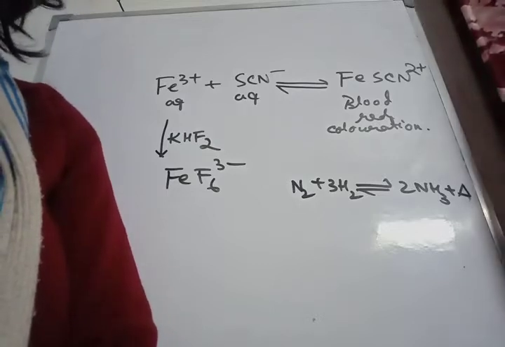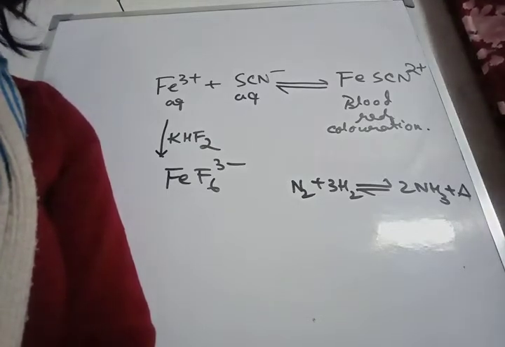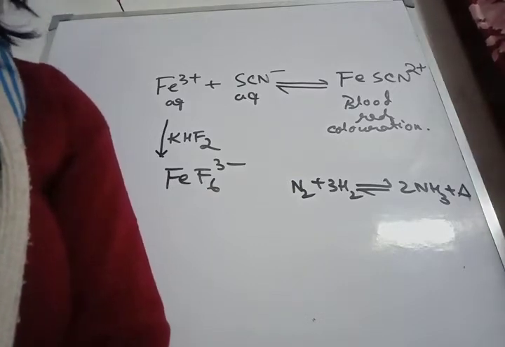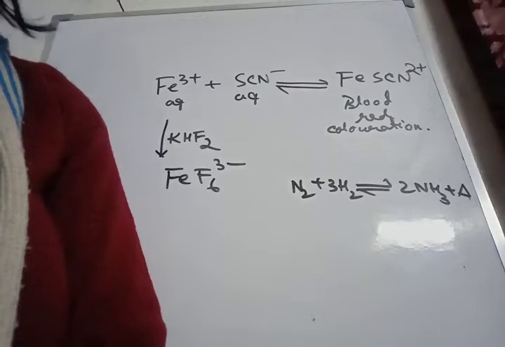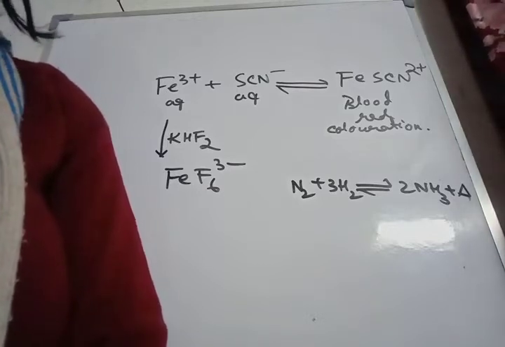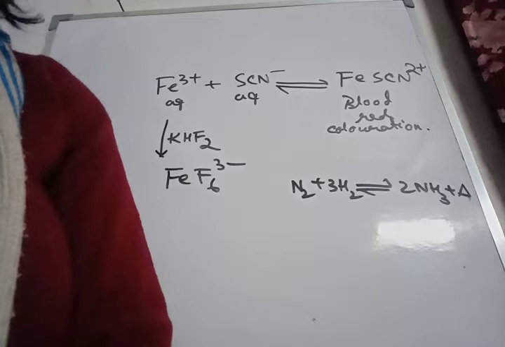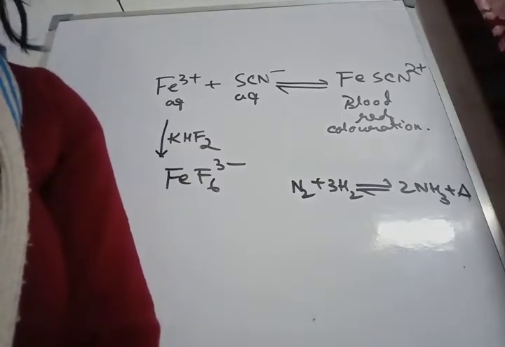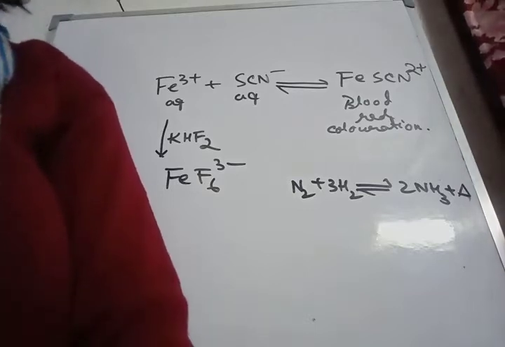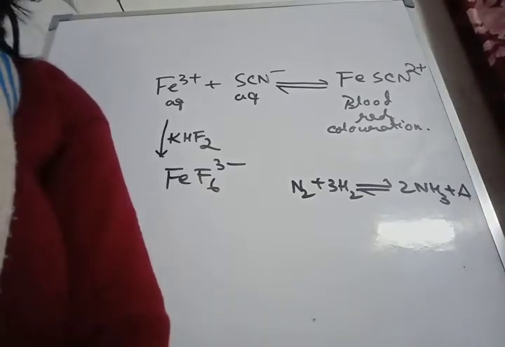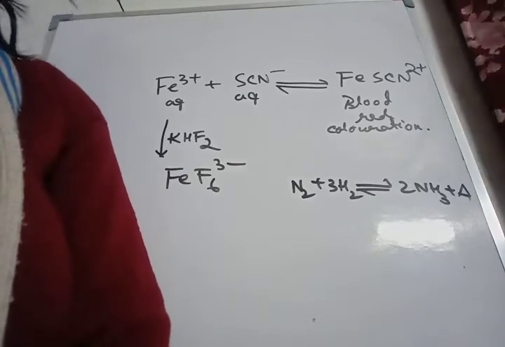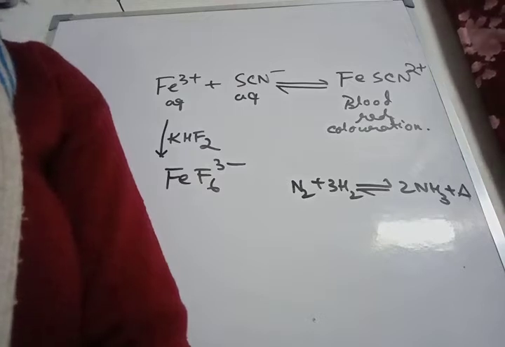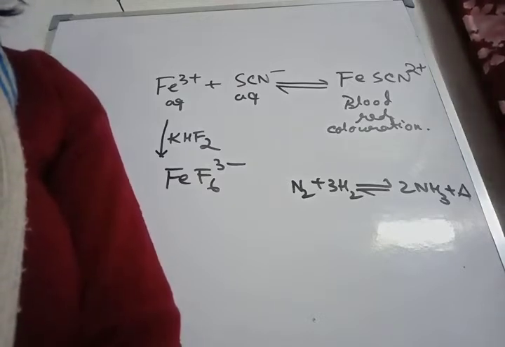Change of pressure will have no effect on the state of equilibrium if the system does not involve gaseous components, or if the number of moles of gaseous reactants is equal to the number of moles of gaseous products. That means if delta N equals 0, then there is no effect of the change in pressure. According to Le Chatelier's principle, on increasing pressure, the reaction will proceed in the direction which causes a decrease in pressure.